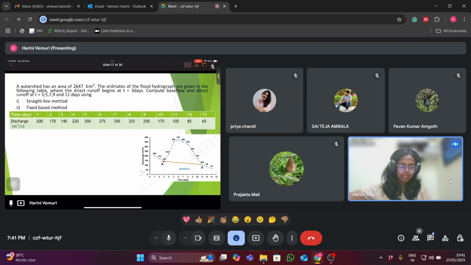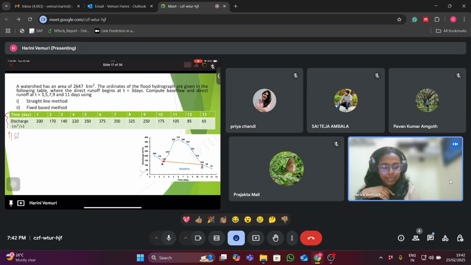So here you can see that the discharge versus time values are given in this table. This we are plotting. From the plot, it is clearly visible that it's not direct runoff because the start and end points are not touching the x-axis anywhere. So it is a flood hydrograph. First, they are asking us to compute the base flow. First, we will calculate using straight line method.